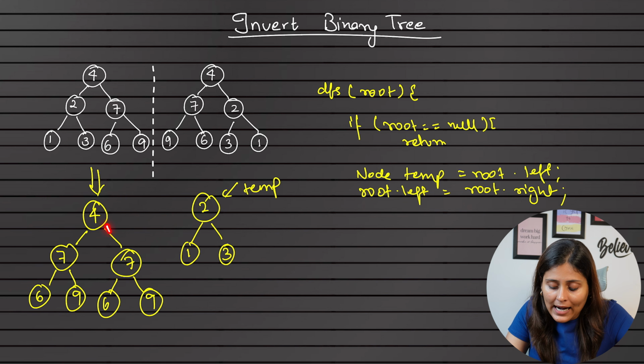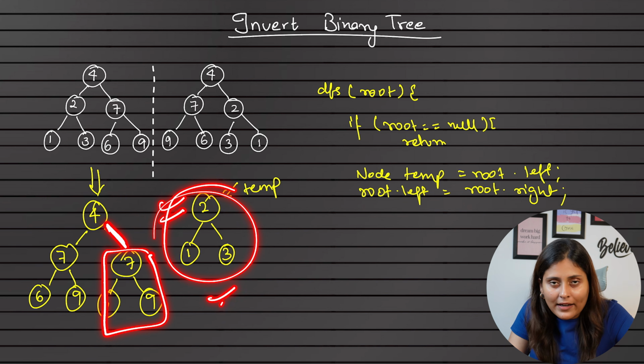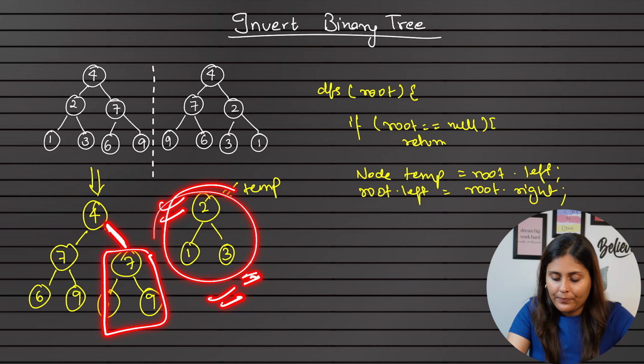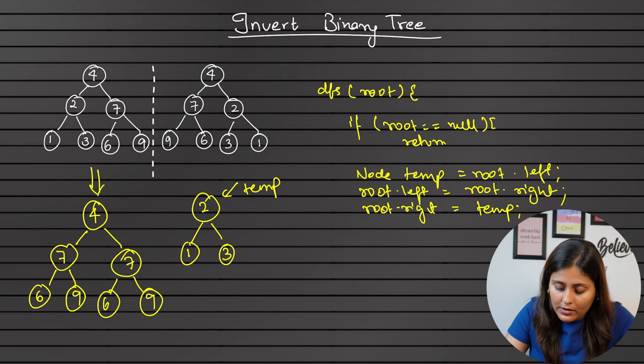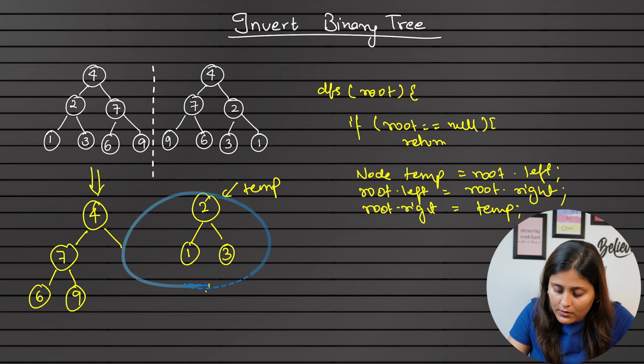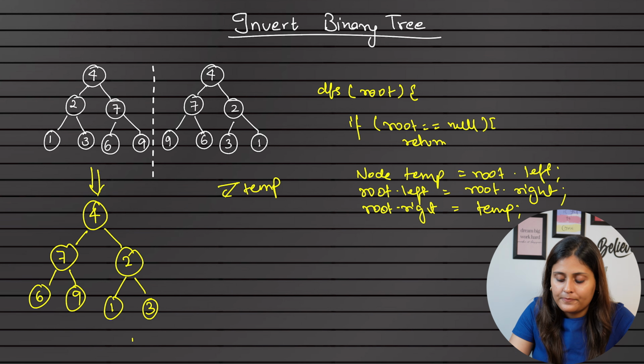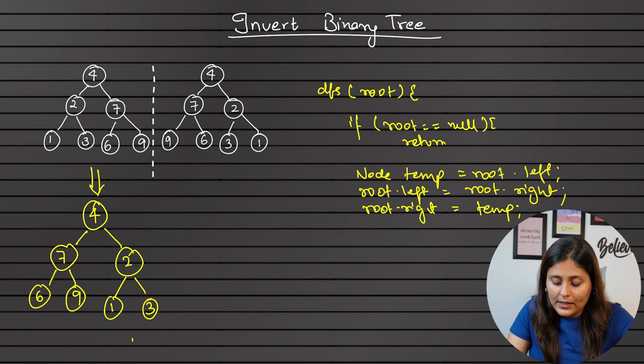Now what is our task? At right we have to update this with what we have stored in temp, which was earlier root.left. So root.right, put what we have stored in temp, and that's it. Now this will get replaced with this, correct? Done? Yes. But this has been swapped, okay? 7 and 2, yes, correct. 4, 4, 7, 7, 2, 2, correct, at its correct position. But do you think it should be 6, 9 only, or should it be 9, 6?